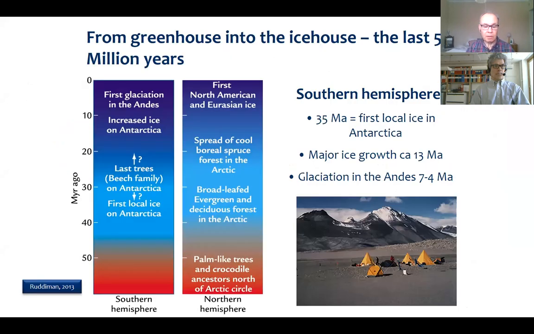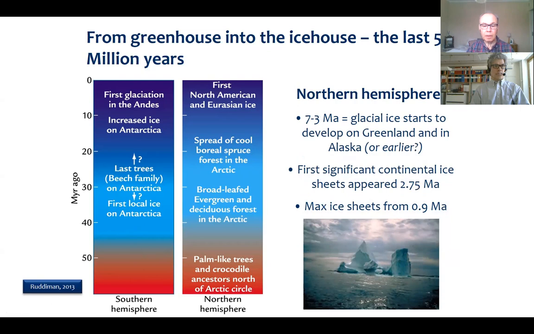So we have been going from a greenhouse into an ice house during the last 50 million years. If you look at the Southern Hemisphere, for example, 35 million years ago we still had southern beech, Nothofagus, in Antarctica. The first local ice started to build up 35 million years ago, and since then we have had increased ice in Antarctica. And 7 to 4 million years back, there was also evidence for glaciation in the Andes in South America.